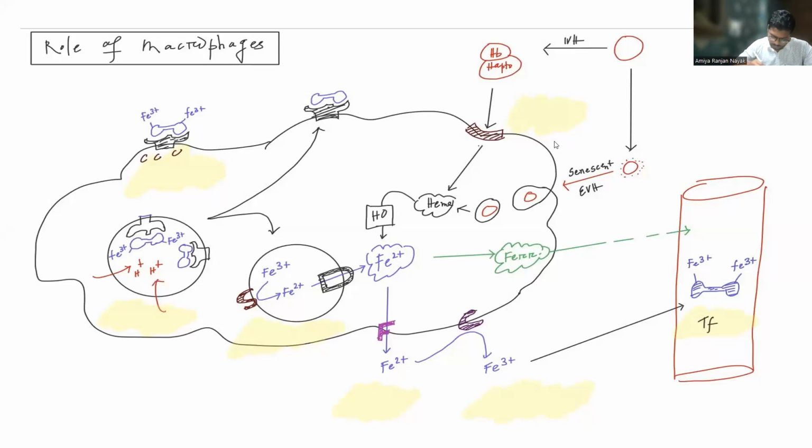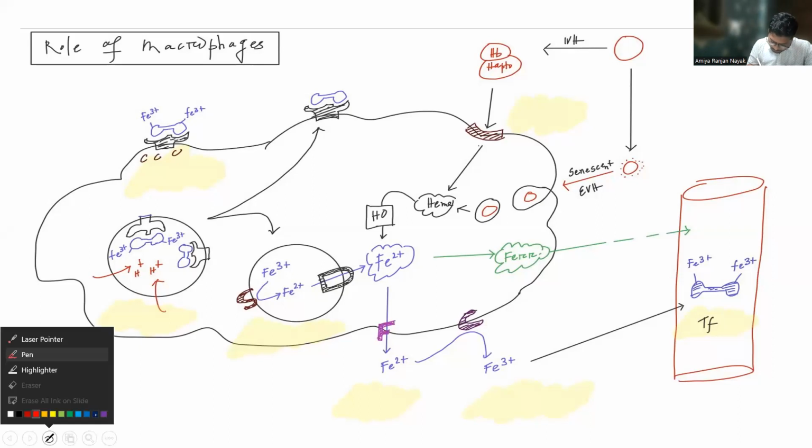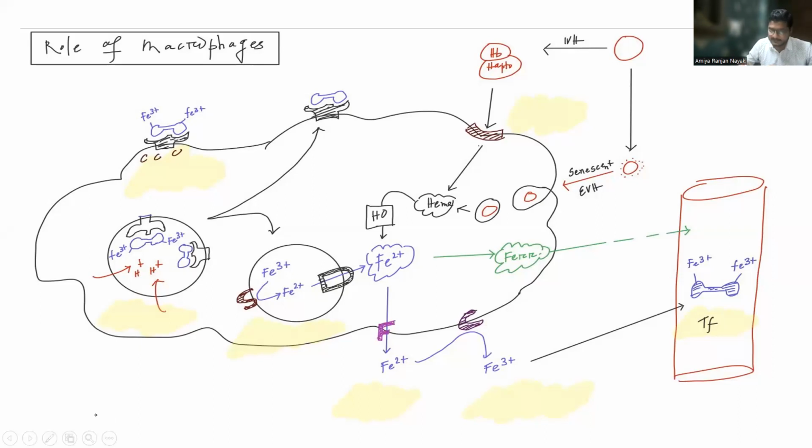Now let us discuss the role of macrophages in this iron metabolism. Okay, so as you can see, this is a macrophage. I have told you previously that macrophages can take up iron either from the senescent RBCs or whenever there is extravascular hemolysis, it can phagocytose the RBCs and take up the iron molecule. And also whenever there is intravascular hemolysis, it can take up the hemoglobin haptoglobin complex and ultimately take up the iron. So all these things we discussed previously.